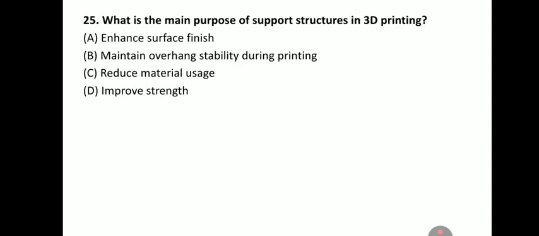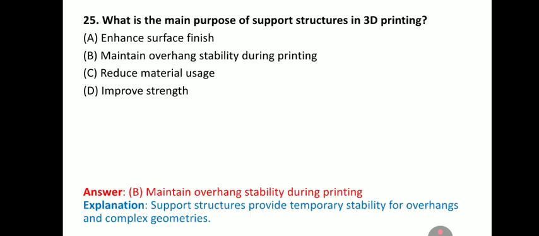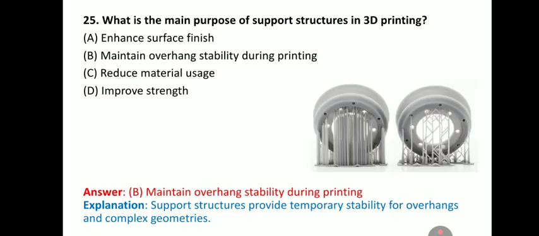What is the main purpose of support structure in 3D printing? So the answer is to maintain overhang stability during the printing. So here you can see the support structure. Now this is the overhang of this part, and it is then supported with the help of this support.